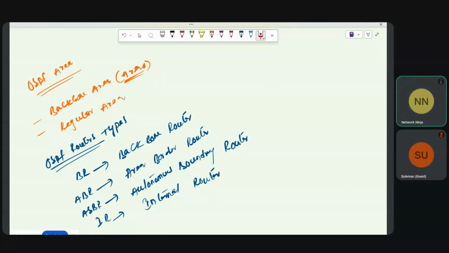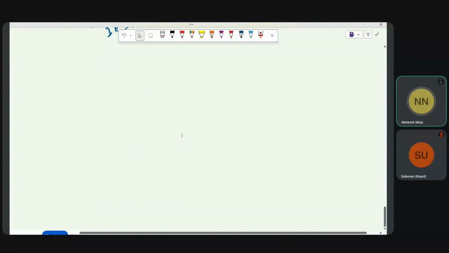And we also have the LSAs. This is also a very important thing. What is an LSA? In every interview they are going to ask you about OSPF LSA types.